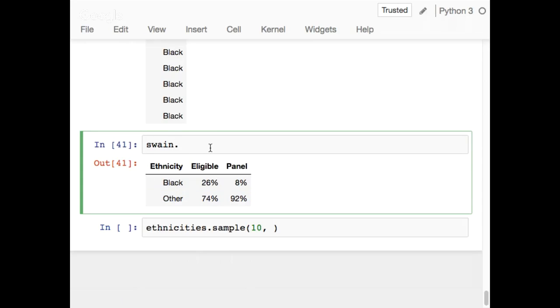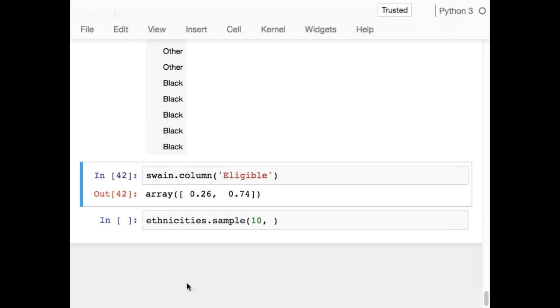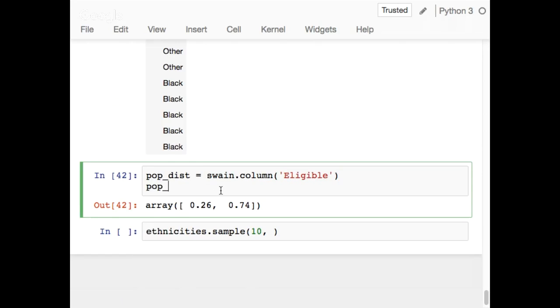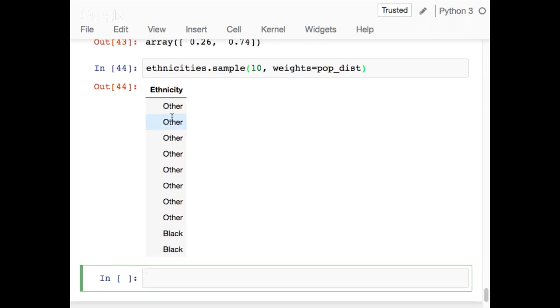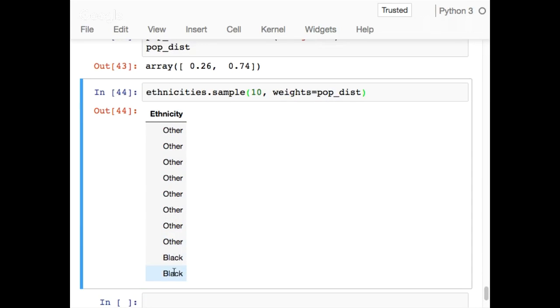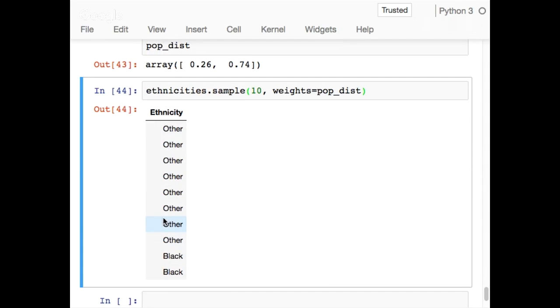Okay, so I'm going to take that column, eligible. And it turns out that I can use that in sample to say sample at these specific proportions. So here is my population distribution. Here it is. And when I do .sample, I can pass in an additional argument called weights. Weights equals popdist. And now you see I get a lot of others and not that many blacks because I'm sampling according to the population distribution, right? So on average, my sample will contain 26% blacks, 74% others. This is how I'm sampling. I'm drawing panels at random from the population.